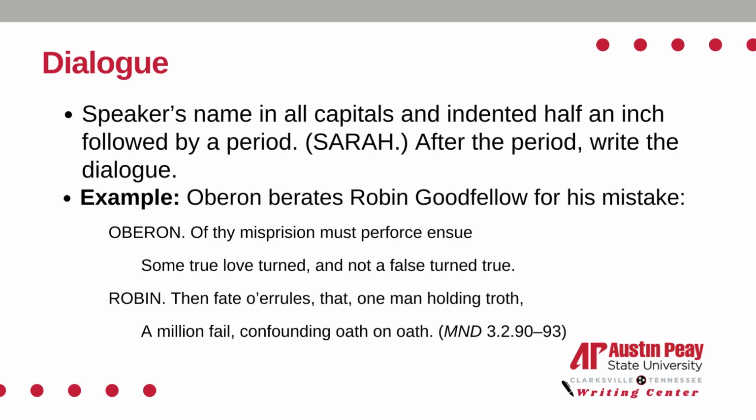When citing dialogue, introduce the author or title of the source with the signal phrase before quoting the excerpt. Include the characters' names in block capitals, followed by a period, and use a hanging indent for subsequent lines in a single character's speech. Place the citation after the closing punctuation.